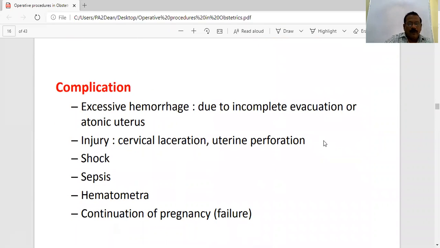The complications are excessive hemorrhage due to incomplete evacuation or atonic uterus. So because of the atonic uterus or some products are left inside, the bleeding, excessive bleeding, hemorrhage occurs. Then cervical injury. Injury of cervical laceration, uterine perforation can occur with an inexperienced obstetrician. Then shock, then sepsis, hematometra, continuation of pregnancy, or when we fail to do proper evacuation, the pregnancy may continue.